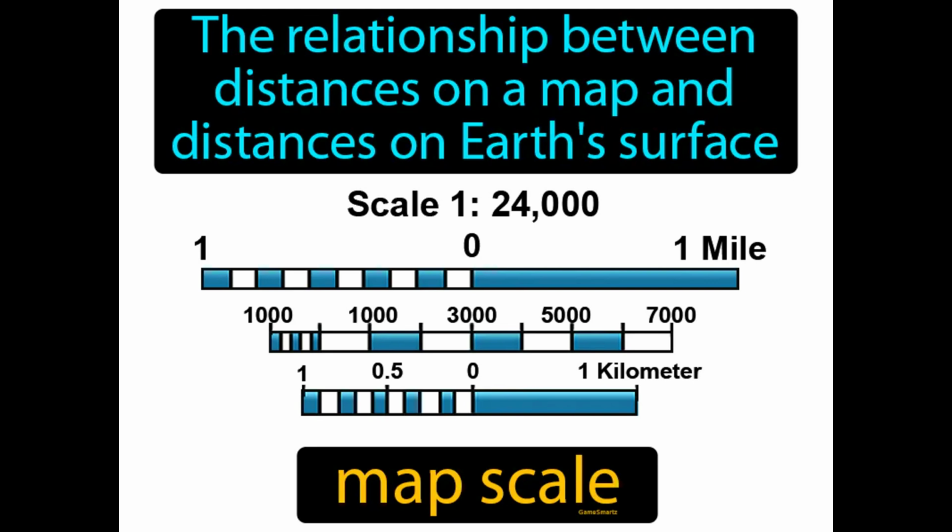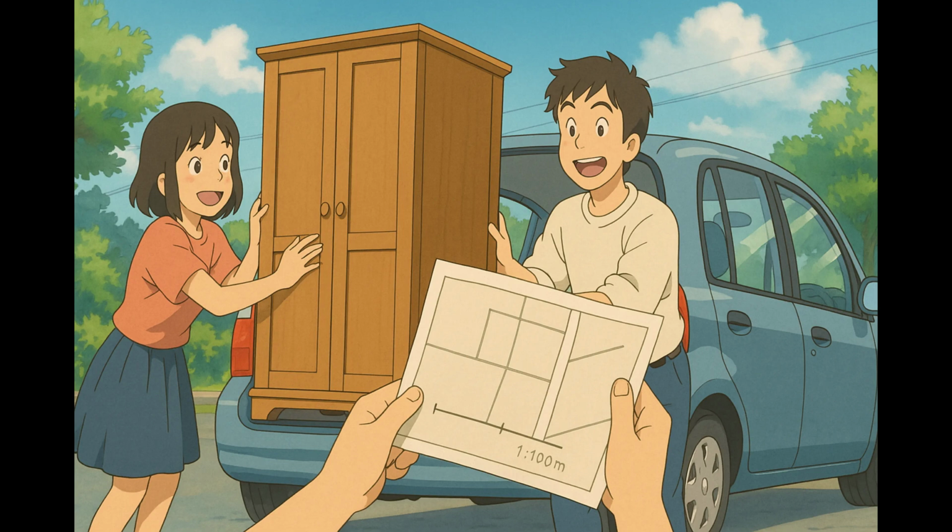The relationship between distances on a map and distances on Earth's surface. Map scale. Map scale shows how much smaller a map is compared to the real world. Imagine you're trying to fit a large wardrobe into a small car for moving day. This situation is quite similar to how a map scale works, because just as you need to understand the relationship between the size of the wardrobe and the space available in your car, a map scale helps you understand the relationship between the map's distances and the actual distances on Earth's surface.